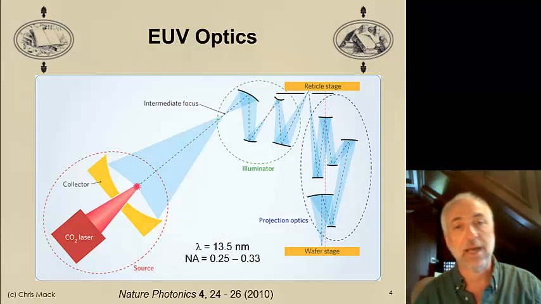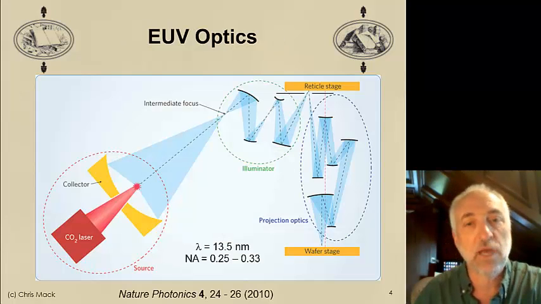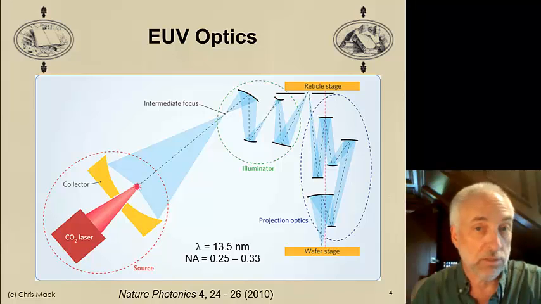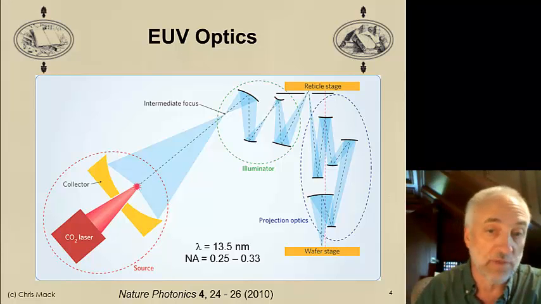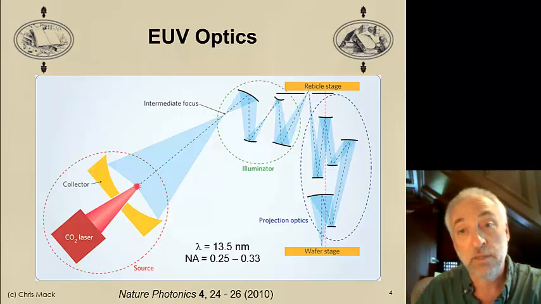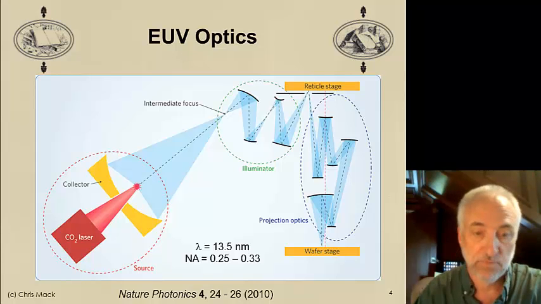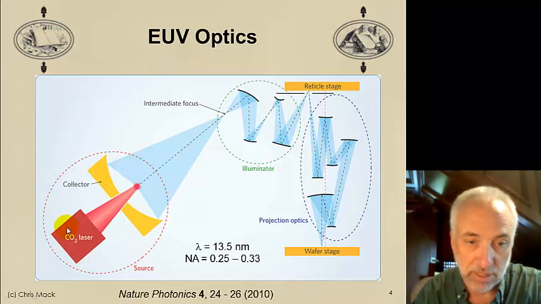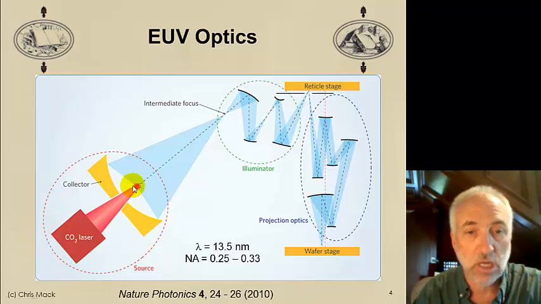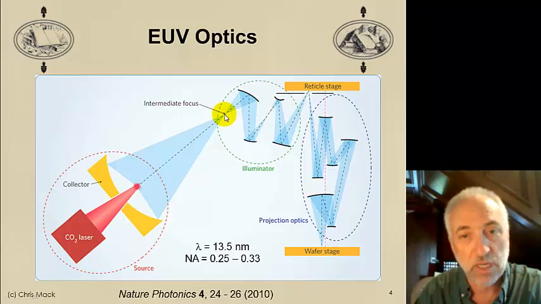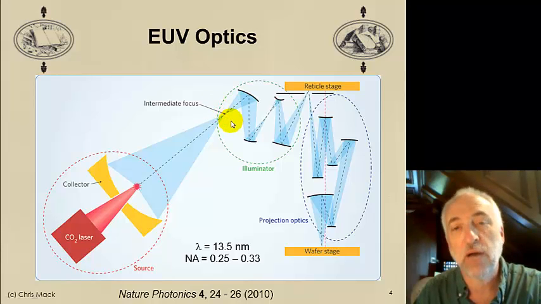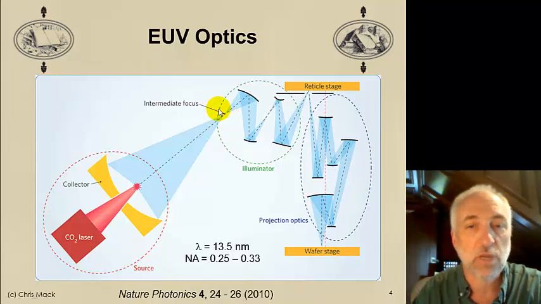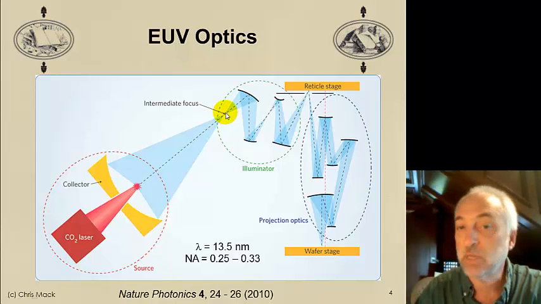So, first, the optics. As I said, we can't build lenses that use 13.5 nanometer light. Instead, it's all reflective. Here's the light source here. I'll talk about the light source a little bit later, but it emits light going in one direction. The intermediate focus is where we often measure how powerful our source is. We talk about how many watts are at the intermediate focus.